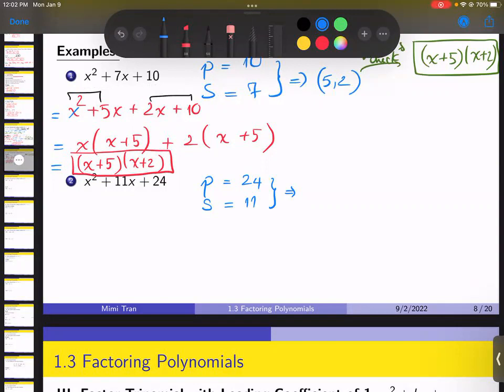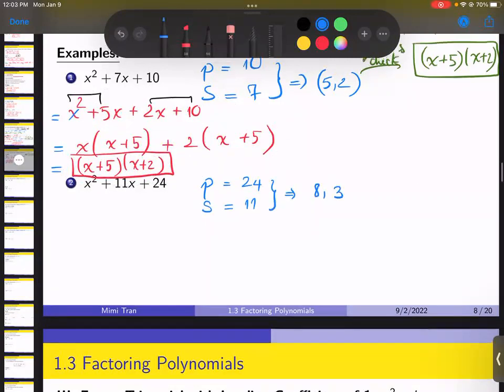8 and 3. Oh, no. 8 and 3. I'm sorry, I was thinking about 7 and 3. Because 8 and 3. You're right. And then what we do next, we're going to split that middle one, 11x, into 8x and 3x. So x squared plus 8x plus 3x plus 24.